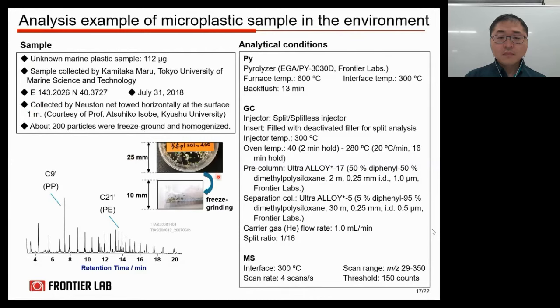This is a picture of the collected samples. The samples were ground to uniformity in a freeze grinder, and about 0.1 milligram of the sample was analyzed by Pyrolysis-GCMS together with 4 milligram of calcium carbonate. These are analytical conditions for pyrolysis and GC/MS.